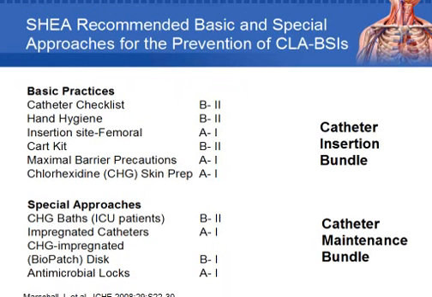Next, let's look at the SHEA Compendium published by Marschall and colleagues in ICHE in 2008. They made some basic and special approaches for the prevention of central line-associated bloodstream infections and divided them into two groups: basic practices and special approaches. The basic practices, they said, should be implemented for all catheter insertions. This includes a catheter checklist listing all of the things that should be done each and every time a catheter is inserted. Hand hygiene by the inserter and those assisting before insertion of the catheter.